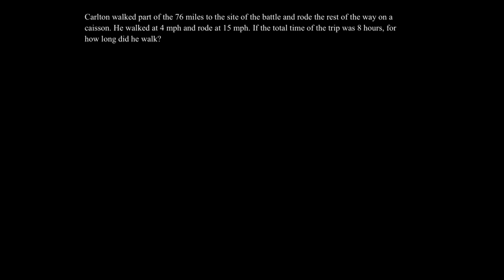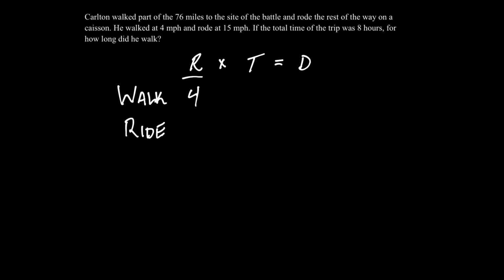One way of doing these is to say, well, let's see. I know that rate times time equals distance, or distance equals rate times time, however you want to think of it. So in one row I will put walk. In the other row I will put ride, because he's riding. The rate at which he walked is 4 miles per hour, and the rate at which he rode was 15 miles per hour. I want to solve for the time that he walked, so I'm going to put a T here.